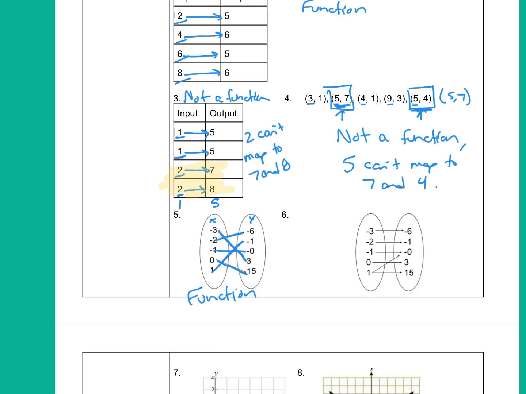So when I check number 6, -3 only goes to -6. -2 only goes to -1. -1 only goes to 0. 0 only goes to 3. Here's where it gets different. This one has 2 arrows. It says that 1 goes to 0, but it also says that 1 goes to 15. And 1 can't go to 2 different places. So this is not a function.